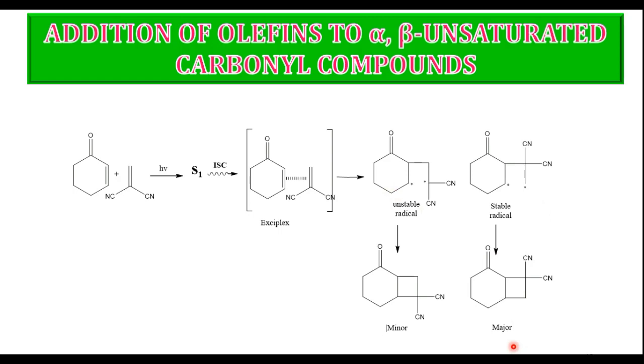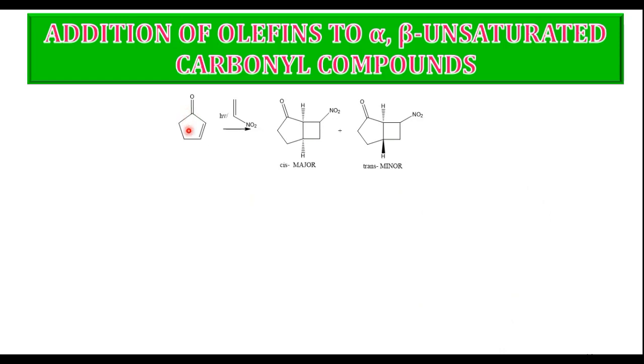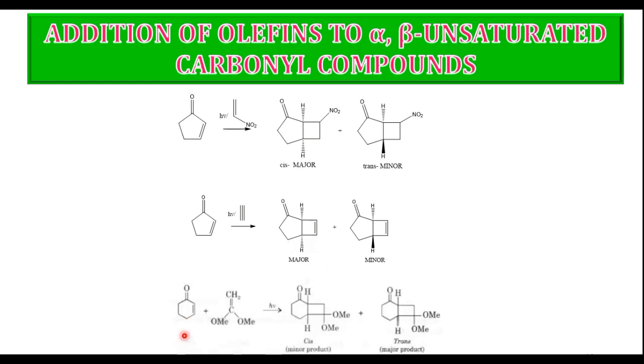So let's see other examples. I already told you, when the alpha beta unsaturated carbonyl compound is a 5-membered ring, cis fusion is major, where trans fusion is minor. So cis is major, trans is minor. When it is a 6-membered ring, you can observe cis is minor, where trans is major.